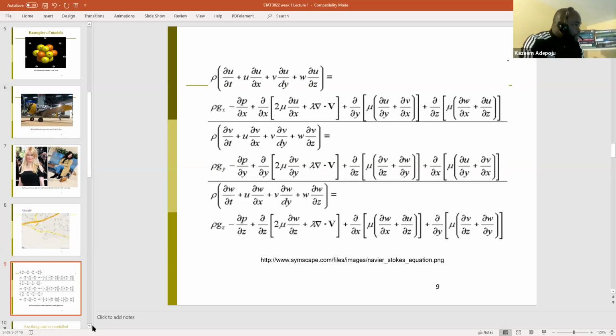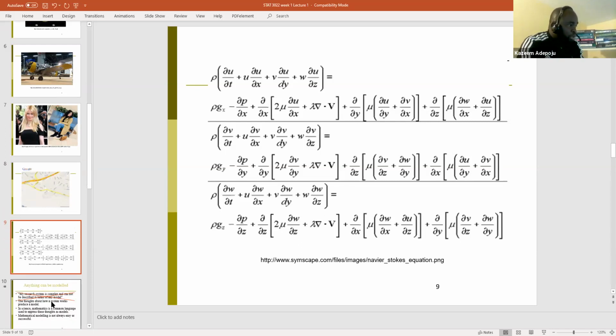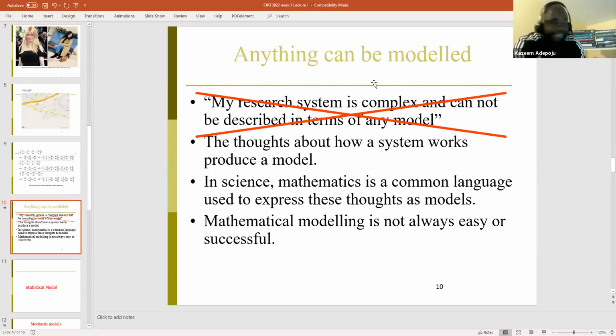Now, with that, I'm going to conclude that anything in life, anything that exists, can be modeled, okay? Anything that exists can be modeled. And that is my conclusion. That is the reason why I have to cancel this. Somebody said my research system is complex and cannot be described in terms of any model. That's not true. That is not true at all. That is why I cross it out, because anything in life that exists can be modeled.